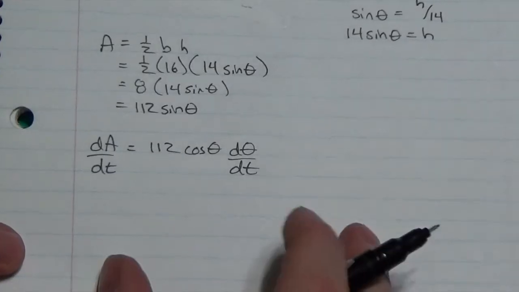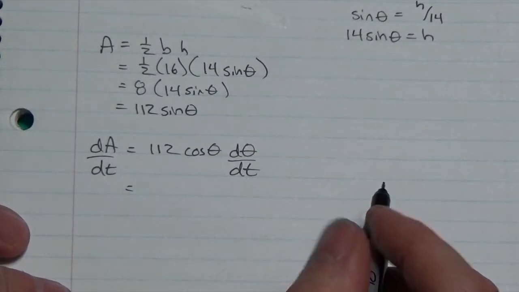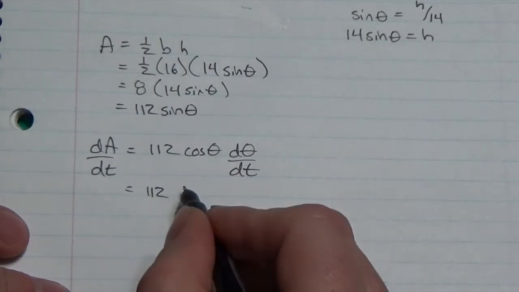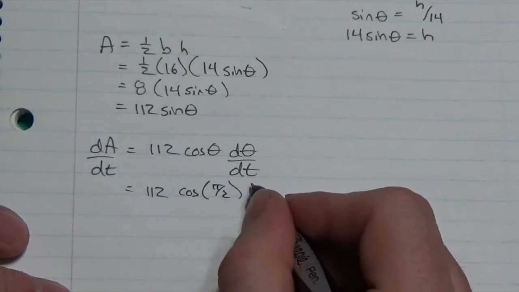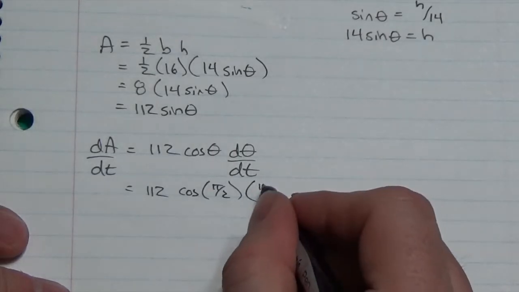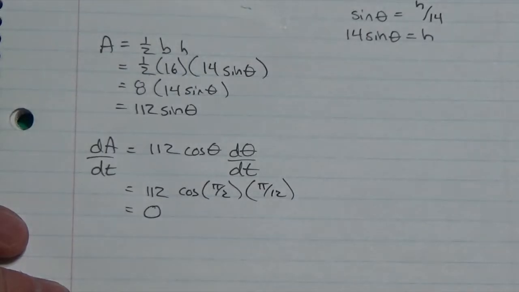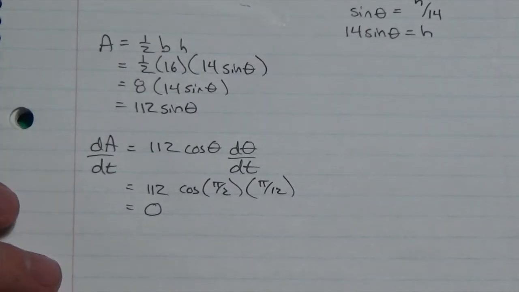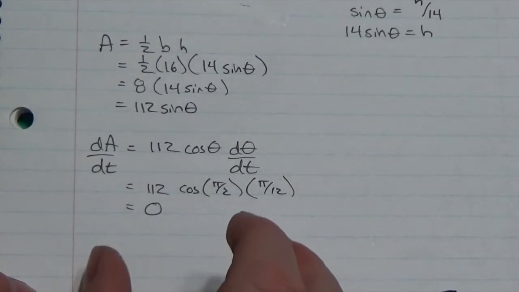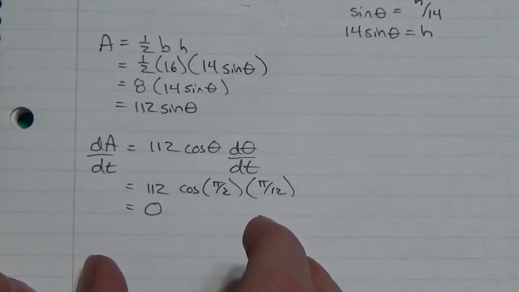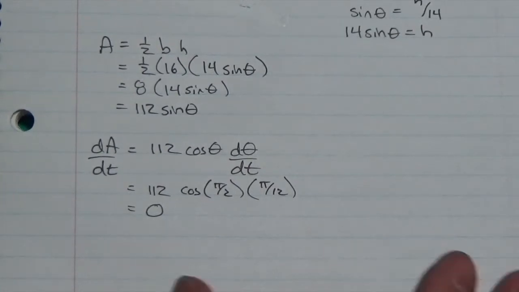Now, when I plug in all my bits of information here, I know that this is going to be 112. I've got the cosine of pi over 2, and I know that d theta by dt is increasing by pi over 12. And when I calculate that all out, I get 0. That's a really bizarre sort of result to get. But actually, that makes perfect sense.